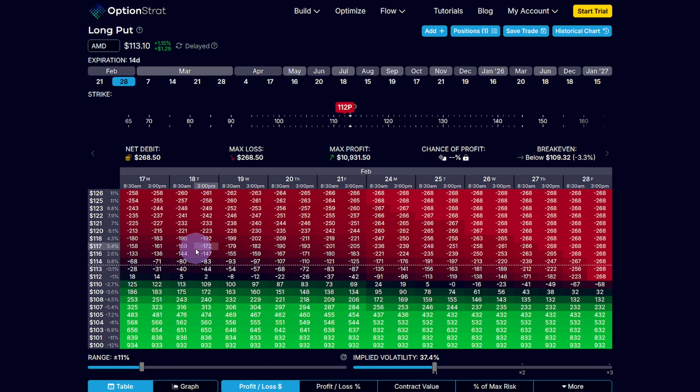Buying a put is a bearish move. So when you buy a put, what you want is the stock to drop. And you can clearly see that the green down here is an increase in value in our option, and the red is a decrease in value in the option.